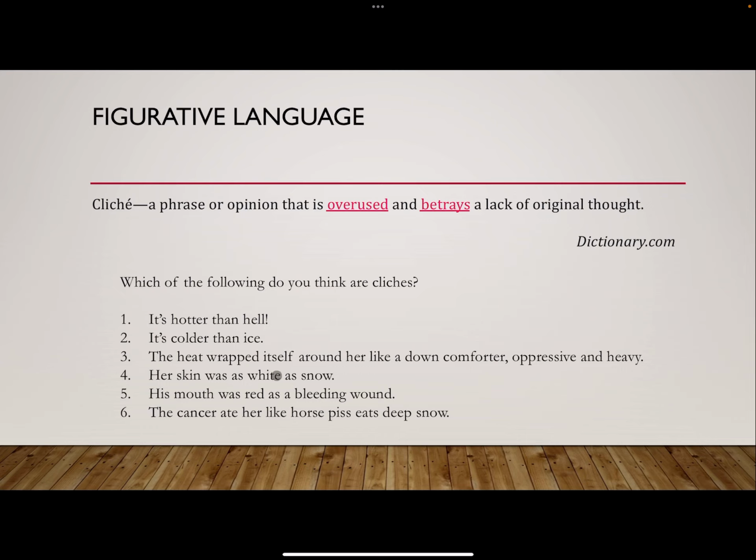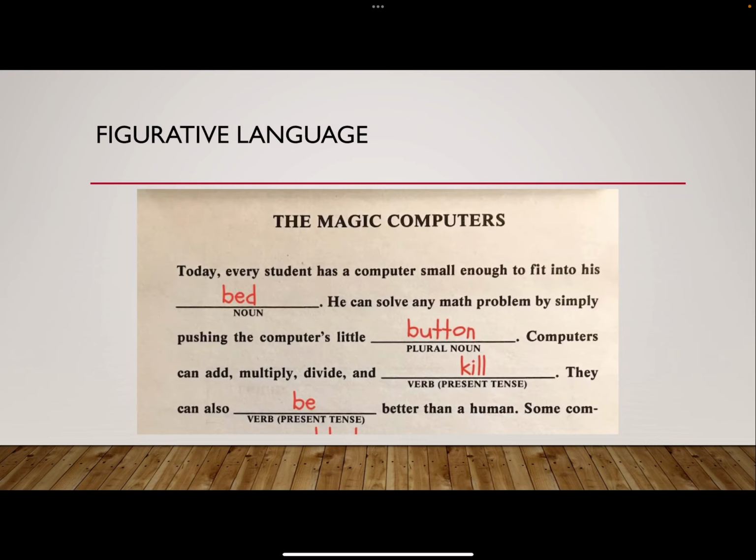Now, do you recognize that comparison? Her skin was white as snow. Have you heard that before? You may recognize it from Snow White. Obviously, the differences between the Disney and Grimm's Brothers version are going to be a little more graphic, but we're going to use Snow White as an example here.